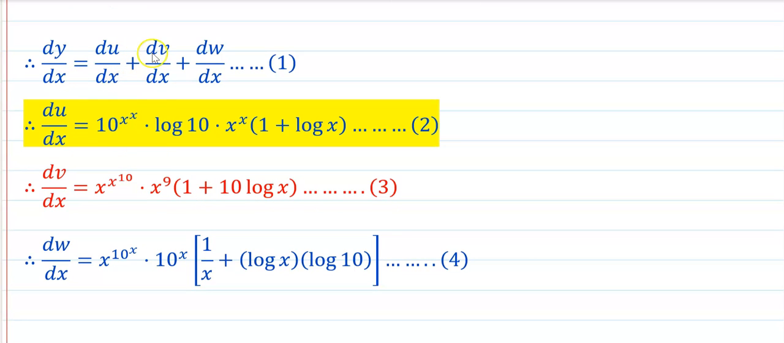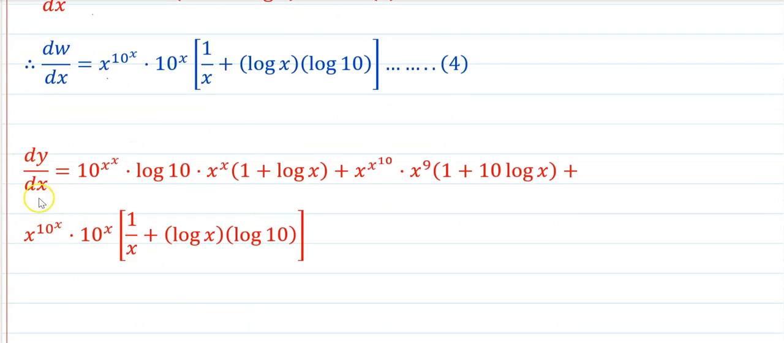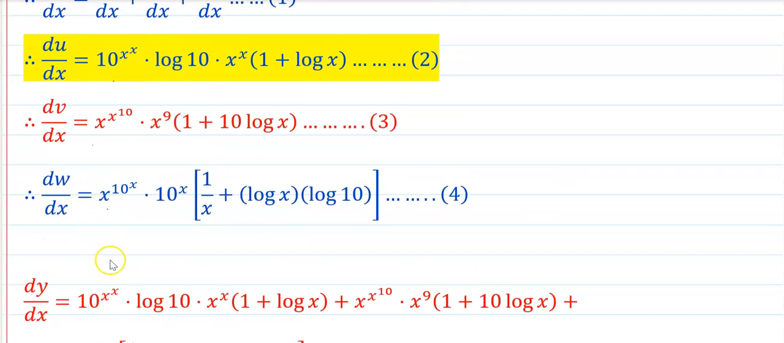And therefore from 1, 2, 3, 4 we will get dy by dx is equals to du by dx plus dv by dx plus dw by dx. Then look how much du by dx has come. dv by dx we have calculated, and this is the dw by dx. Add all these three, then you will get dy by dx is equals to, okay, 10 raised to x log of 10 into x raised to x in bracket 1 plus log x.